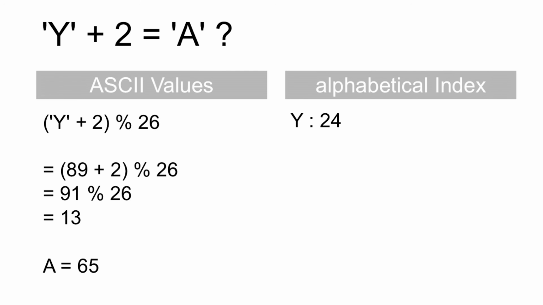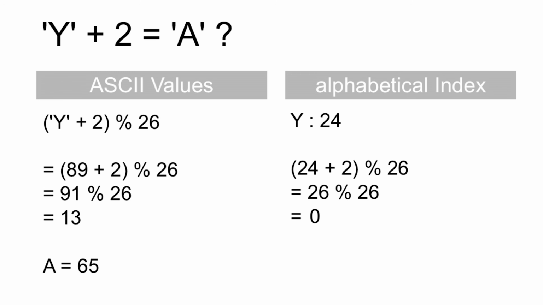Now let's check to see if the equation works with an alphabetical index. Y's alphabetical index is 24, as the second to last letter in the alphabet. Then 24 plus our key of 2 gives us 26. 26 mod 26 gives us 0, which, lucky for us, is the alphabetical index for A. So hopefully that's proof enough that the alphabetical index method works. If not, feel free to try out some examples of your own.